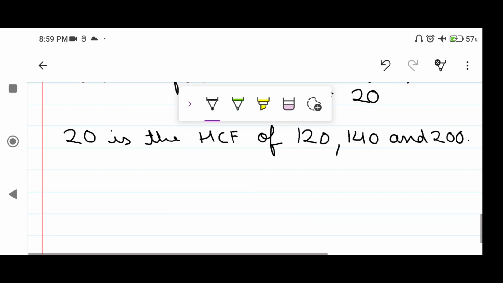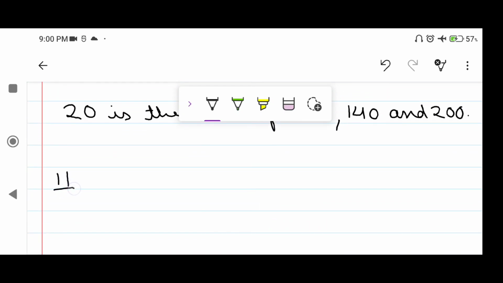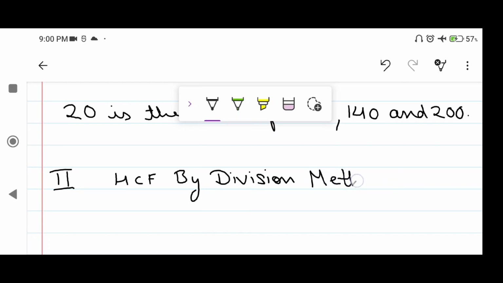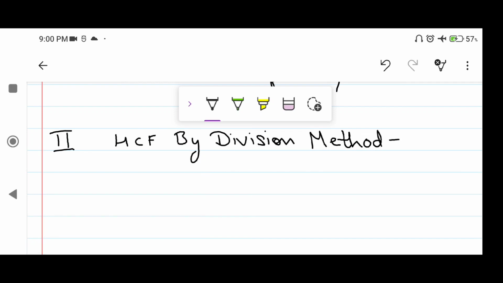The second method is division method. HCF by division method. Let us take an example here also. First of all, we shall take two numbers, number 20 and number 36.